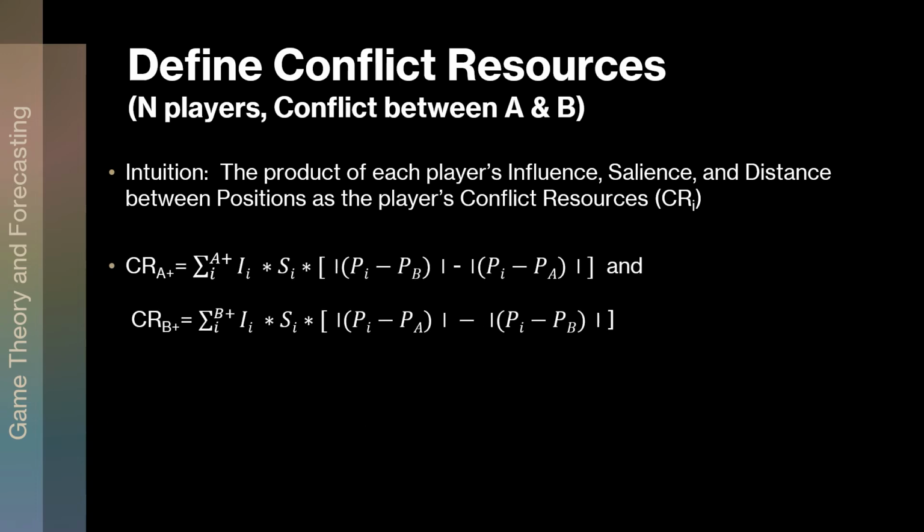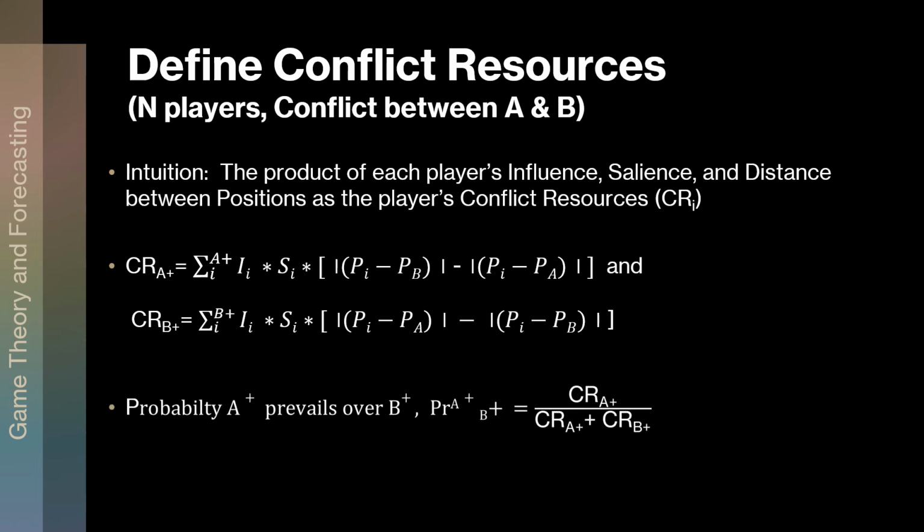Okay, if you go along with that, then all that stuff I did in the last slide, all that summation over I, that's conflict resource A plus, CR sub A plus, right? And the other calculation, B's, their influence, salience times the difference between one position and another, that's conflict resource B plus. And if we go ahead and get that equation that looked so horrible, well, it looks a little less horrible, right?